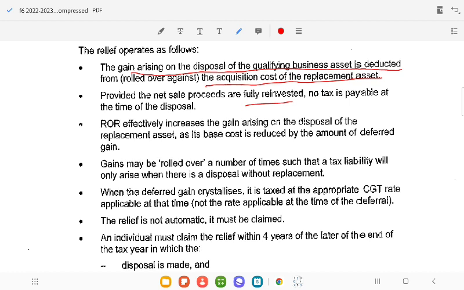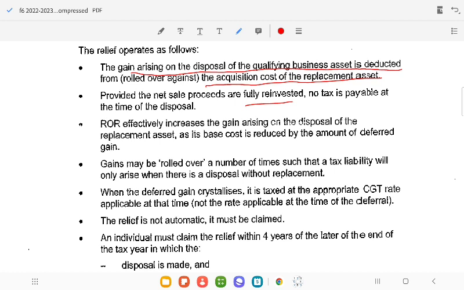If you have purchased a replacement asset and after a certain period of time you have sold that asset, and again the disposal proceeds of the second asset are fully reinvested, then the individual can again claim the rollover relief. So it can be claimed by the individual a number of times. When the deferred gain crystallizes, it is taxed at the appropriate rate applicable at that time, not the rate applicable at the time of deferral.